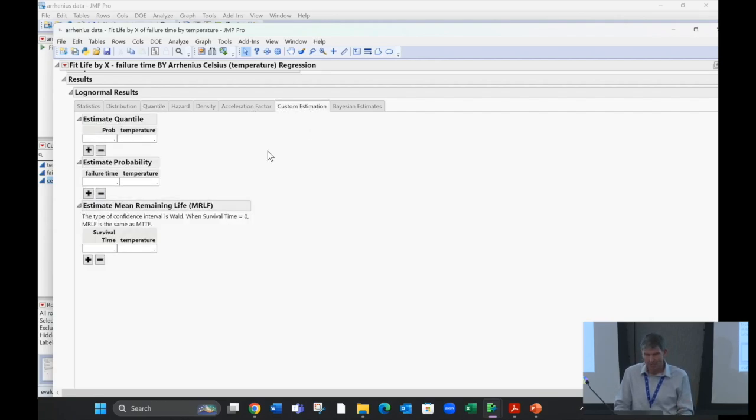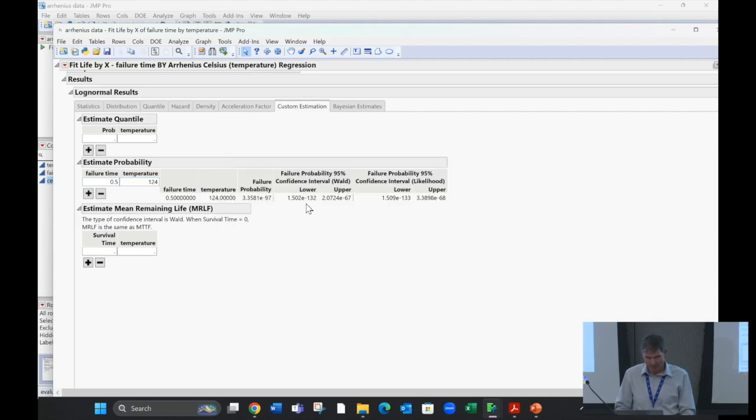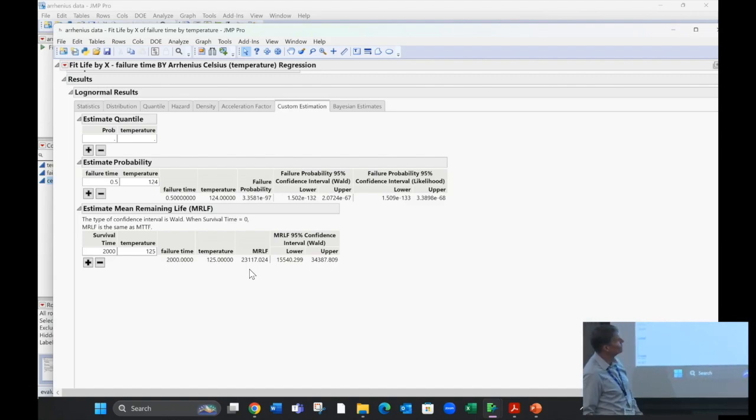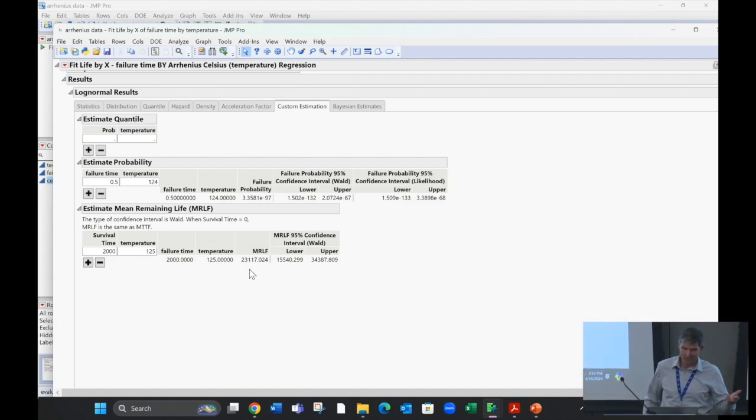You can also do custom estimation in here. So maybe you want the median failure time at temperature 124. Then that gives you all those statistics as well. And what's pretty nice about this is you can say, if I've already survived to 2,000 hours, and my temperature is 125, what's my mean remaining life? So at 125, you've got 23,000 hours left. So you can play these games.